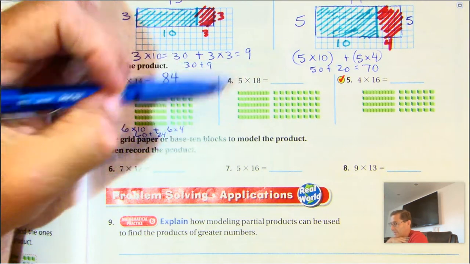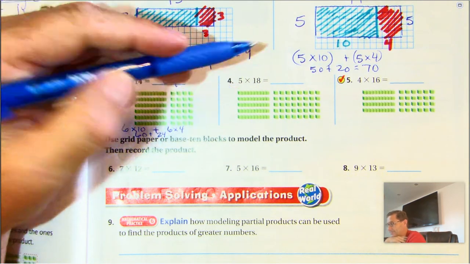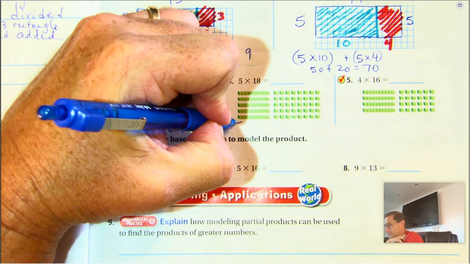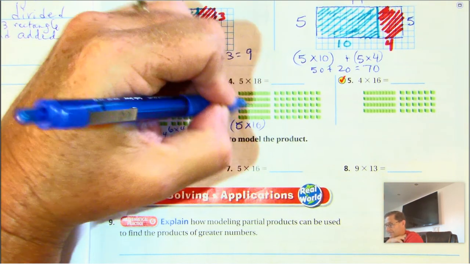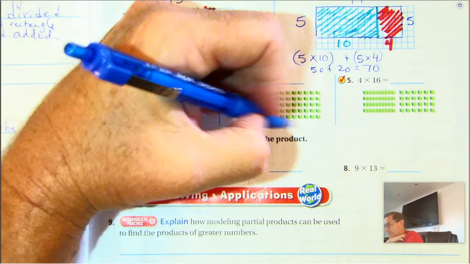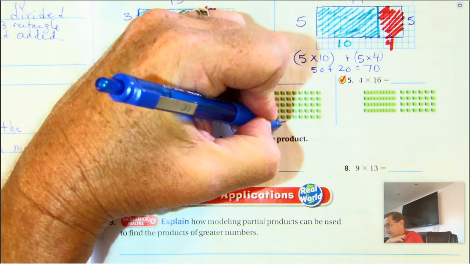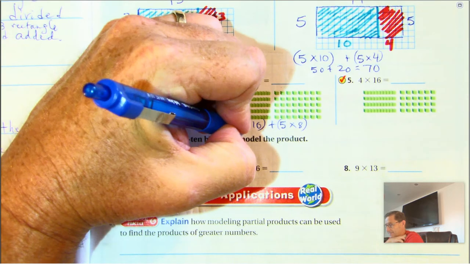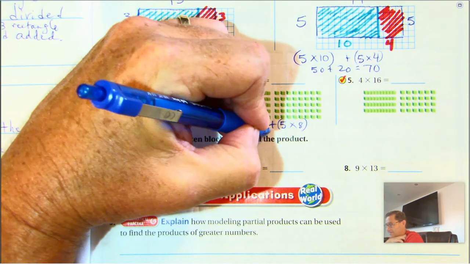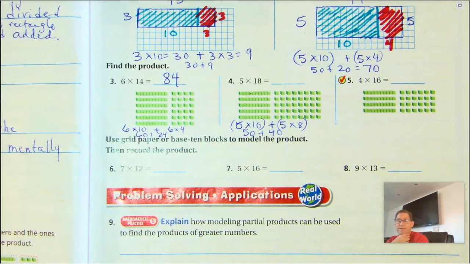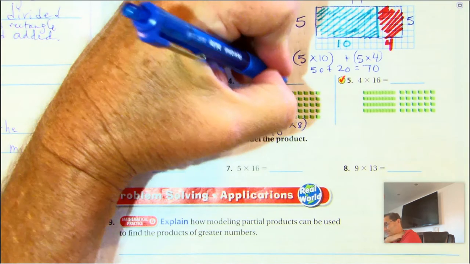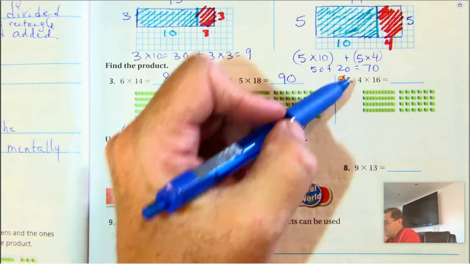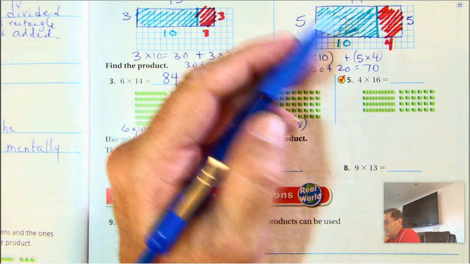In this problem, we have 5 rows of 18. So we have 5 rows of 1 ten and 8 ones. So we're going to have 5 times 10, that's this section here, plus 5 times 8. 5 times 10 is 50. 5 times 8 is 40. 50 and 40 is 90.